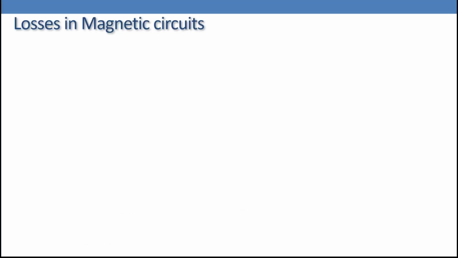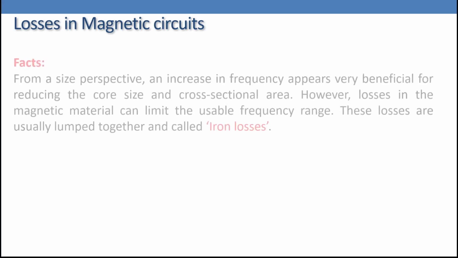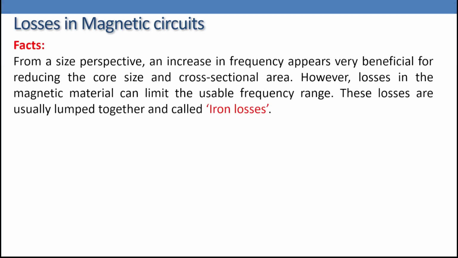So from the previous slide, we looked at increasing the frequency to increase the voltage, but from the size perspective, an increase in frequency appears very beneficial for reducing the core size and cross-section area. However, losses in magnetic material can limit the usable frequency range. These losses are usually lumped together and called iron losses. So this is a problem. In this equation we need to optimize between the cross-section area, the number of turns, and the frequency. Increasing the frequency without limit is going to increase the iron losses.